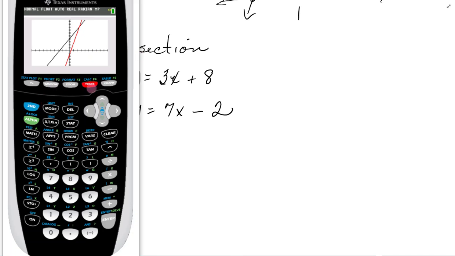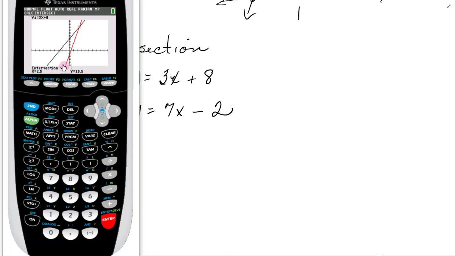Second of the trace key is calc. Number 5, use right and left. Now up and down, let me show you. Toggle between the red and the black, and it doesn't matter whether you push up or down, it just shifts to the other one. Right and left literally move the cursor. Okay, I'm pretty close to the point of intersection. Now I hit enter, enter, enter. Just hit enter 3 times.